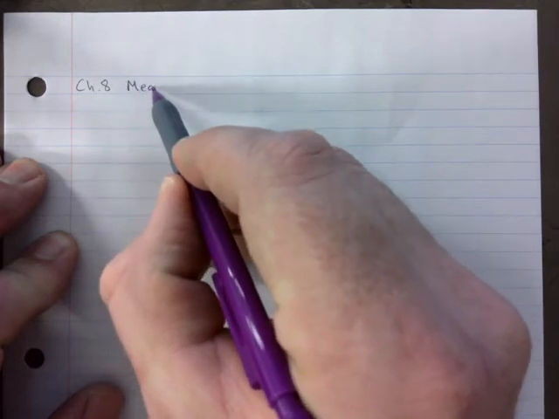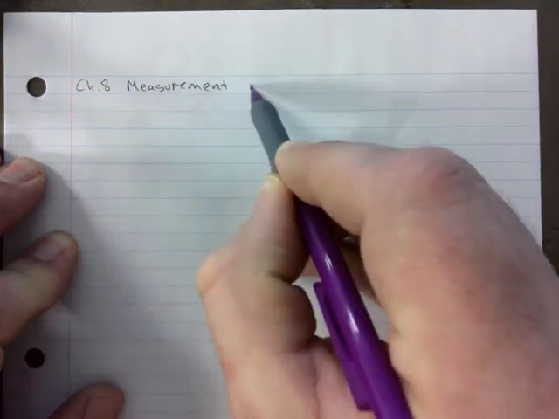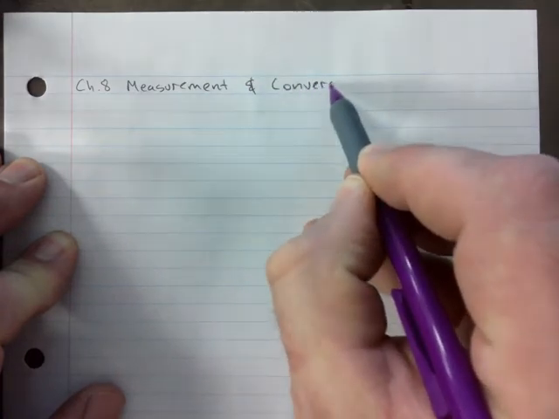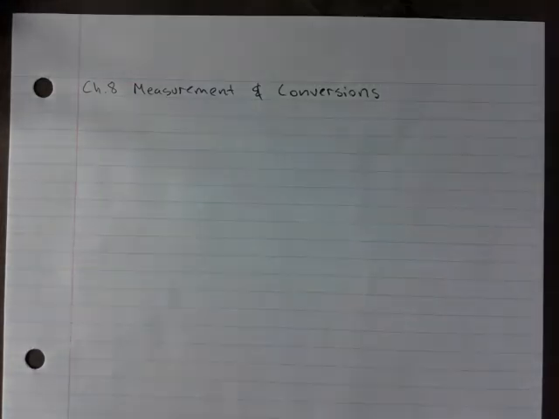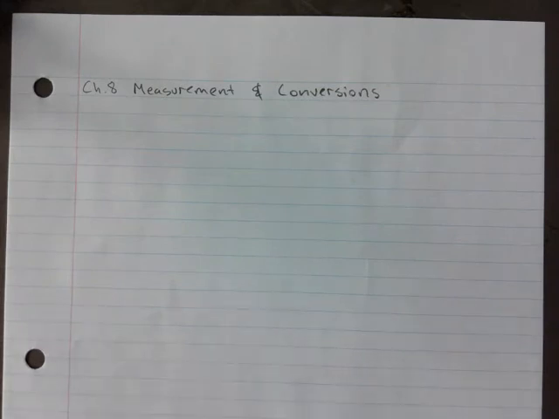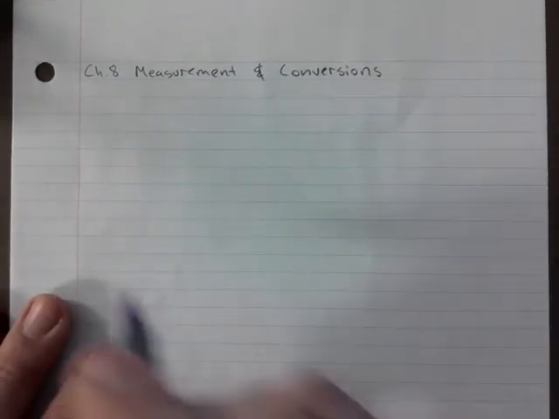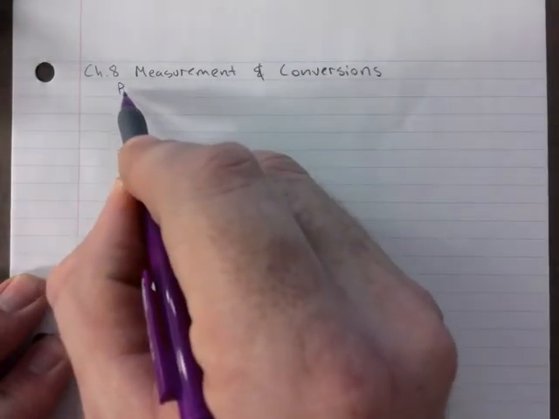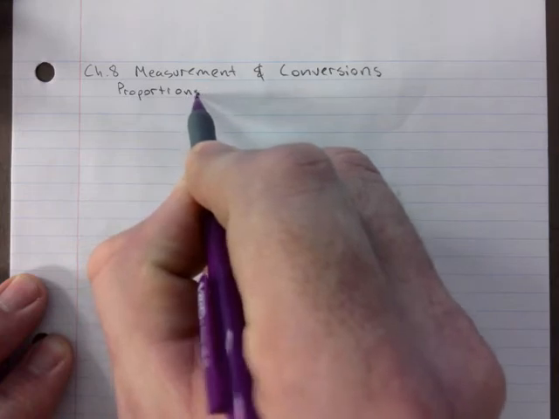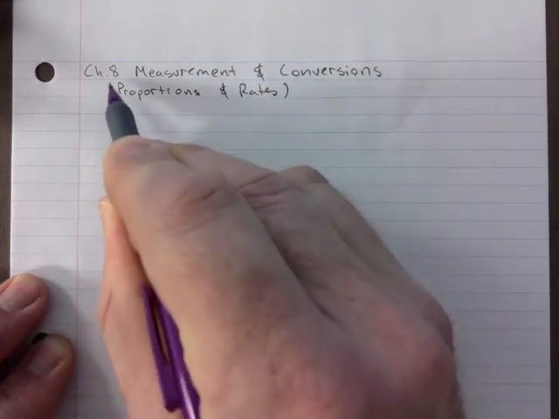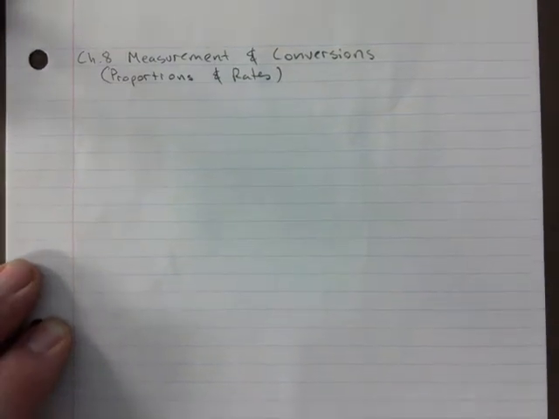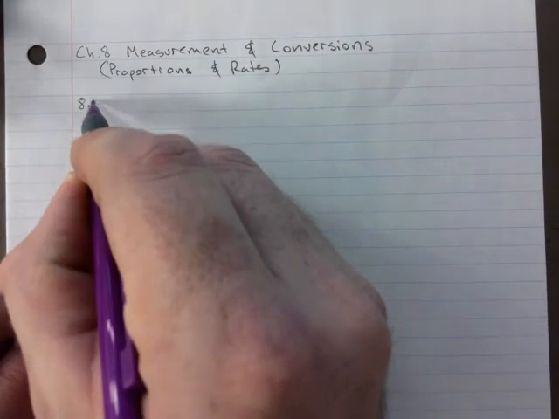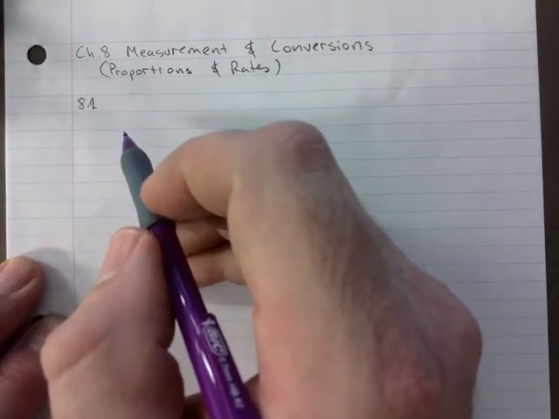So here we go. Chapter 8, Measurement and conversions. The book doesn't quite 100% line up with what the province is asking us to teach you, so I have my own worksheets combined with the textbook. You can also think of proportions and rates. Here are some conversion rates that I need you to have. If anything else comes up, I usually provide it.